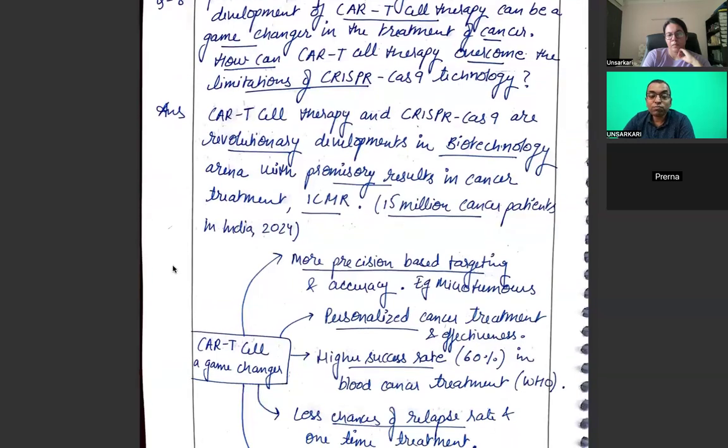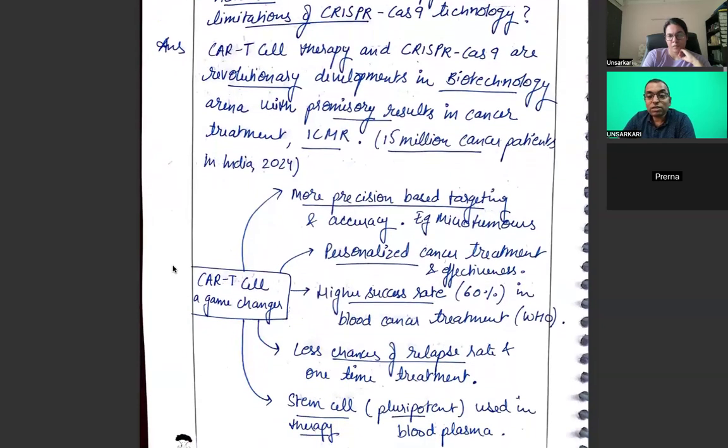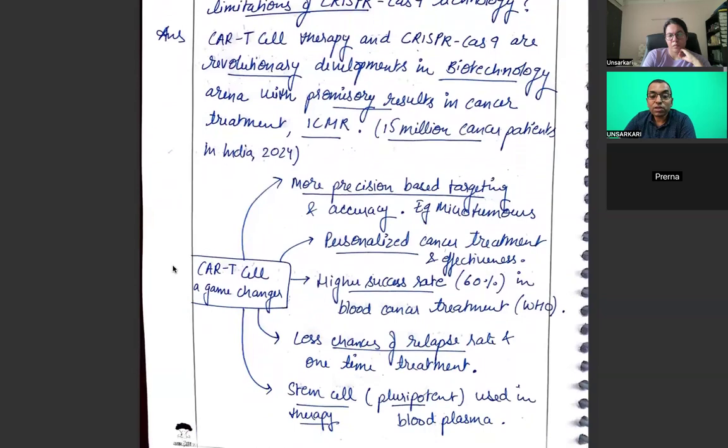Absolutely right, with promissory results. A small drawing should have been here. Results in cancer treatment, ICMR, 15 million cancer patients in India. How is CAR T cell a game changer?